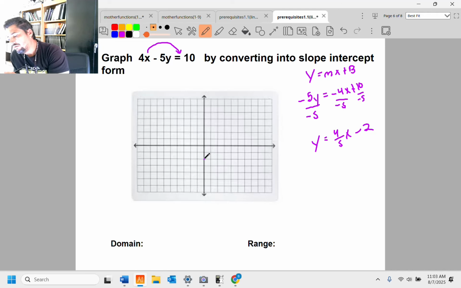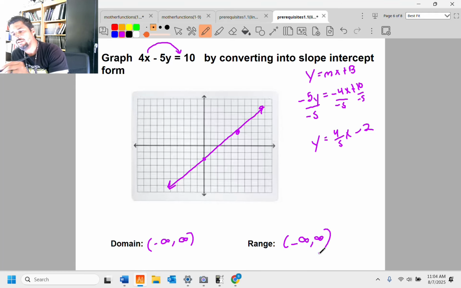Now you guys are juniors. I'm not going to spend every slide going into full detail on what things are. Your y-intercept is negative 2. Put a dot at negative 2. Rise 4, run 5. There's your 2 points to draw a line. And the domain and range of any slanted line is negative infinity to infinity.